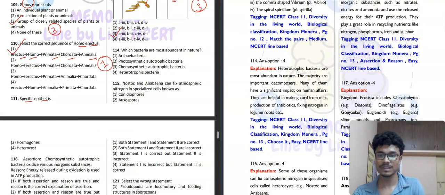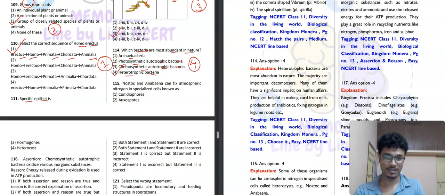So it is saying, which bacteria are most abundant in nature? Archaebacteria, photosynthetic autotrophic bacteria, chemosynthetic autotrophic bacteria, or heterotrophic bacteria. So heterotrophic bacteria are the most abundant in nature. So the fourth option will be your correct answer for this question.